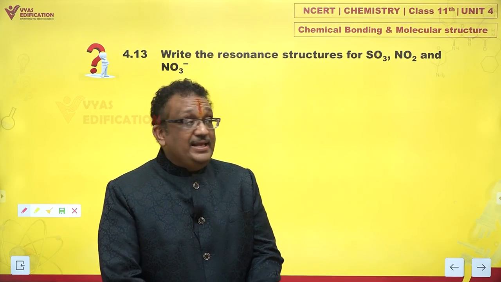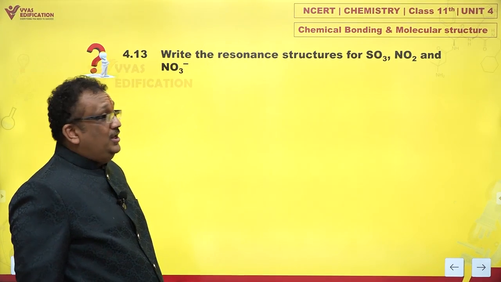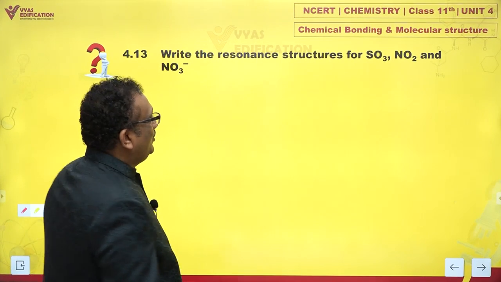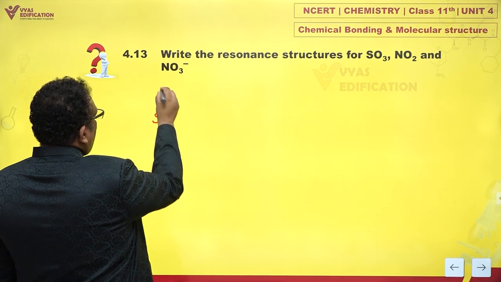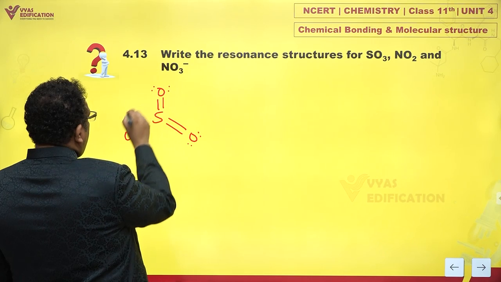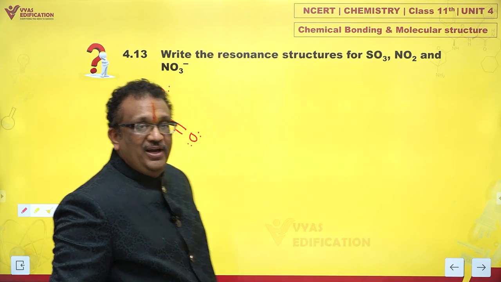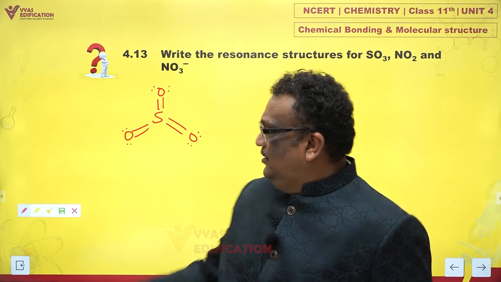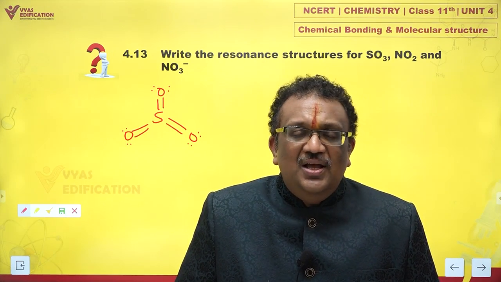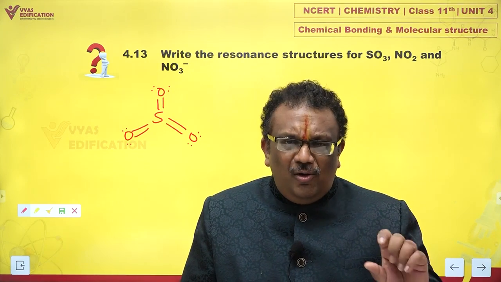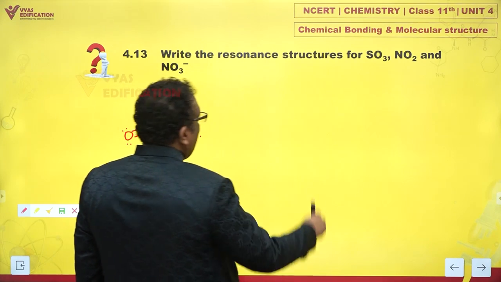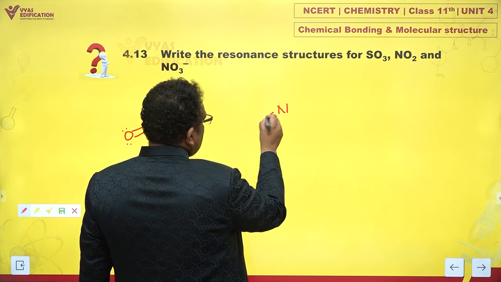That's it. The question says, write down the resonance structures for SO3, NO2 and NO3 minus. Let's take a look. If we have SO3, it would not have any significant resonating structures simply because SO3 is the way it is. The most stable structure is this, and the other structures would not be close to stability as compared to this one. If you have NO3 minus and NO2, it is very interesting.